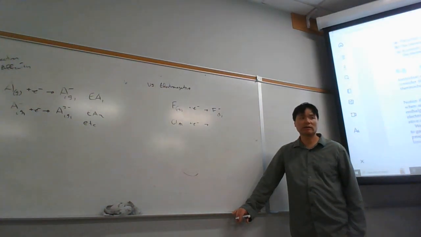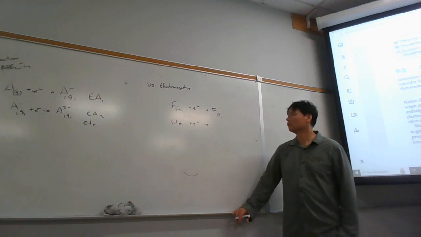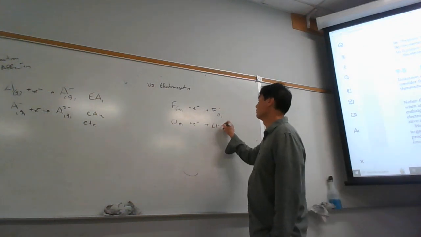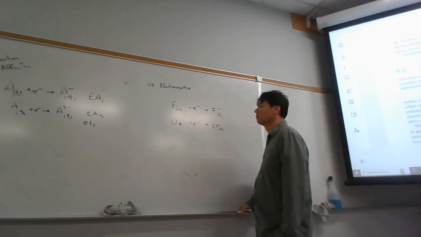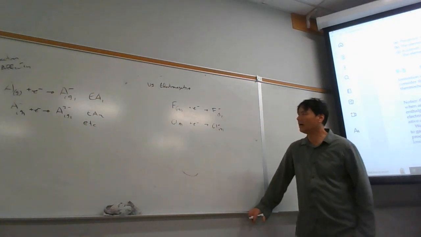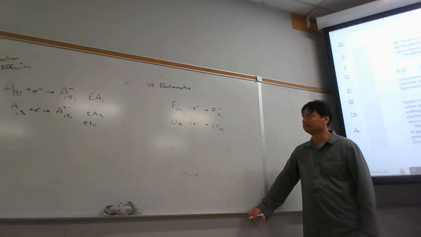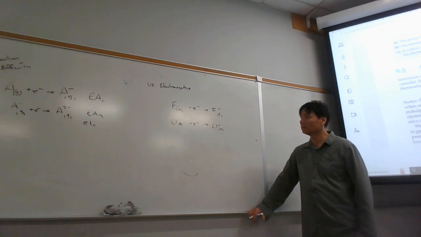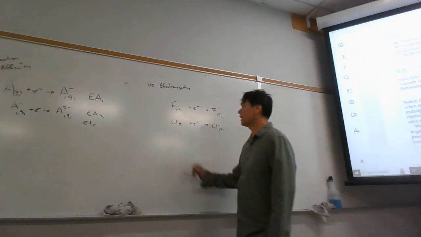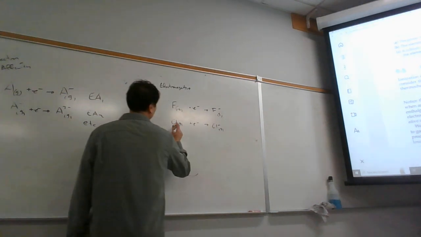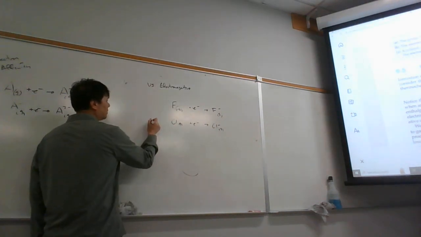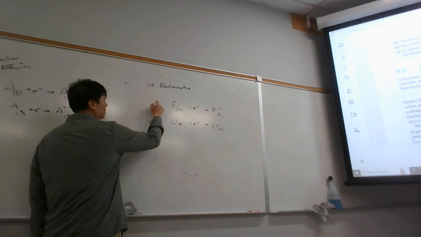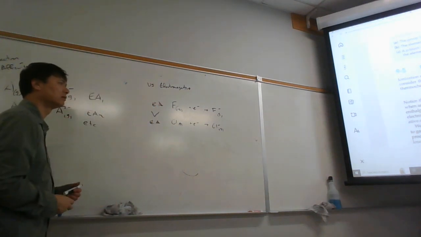Chlorine has lower electronegativity. Fluorine has a higher electronegativity. But do you know which element has the highest electron affinity on the periodic table? It turns out chlorine has a higher electron affinity than fluorine. So when we compare the two electron affinities, we expect fluorine to have the greater electron affinity.